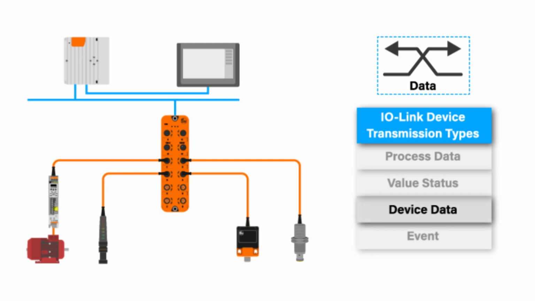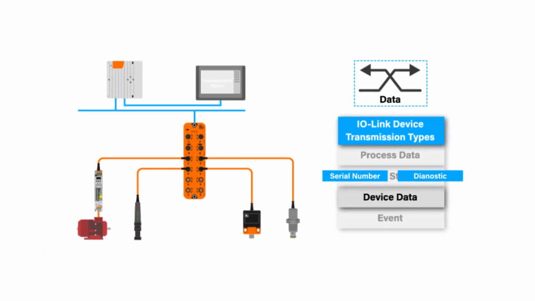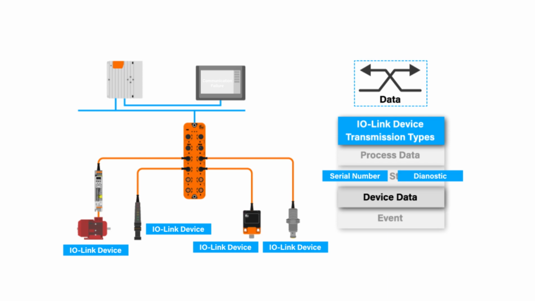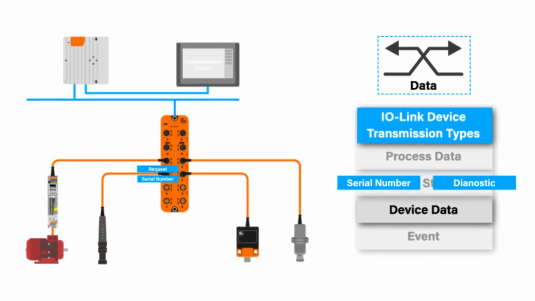Device data holds detailed information about a device. Basic information such as serial number or version number, and more advanced information such as parameters or diagnostic information are able to be retrieved from each IO-Link device. Device data is transmitted acyclically at the request of the IO-Link master. This means that it is not automatically transmitted, but will be transmitted after a request from the IO-Link master. Device data can be read from the device, but can also be written to.